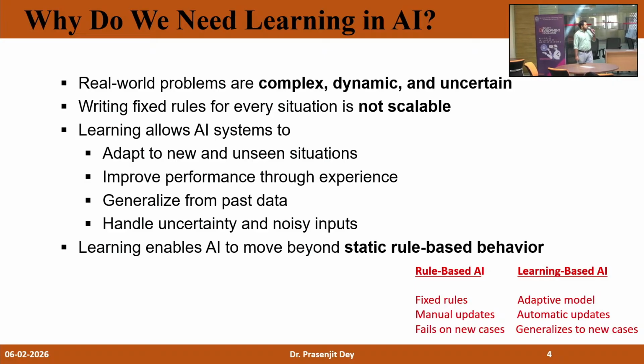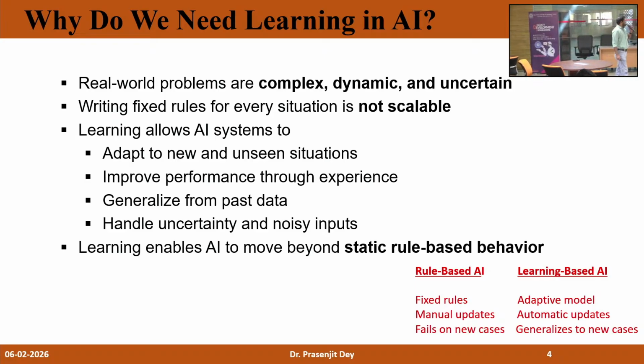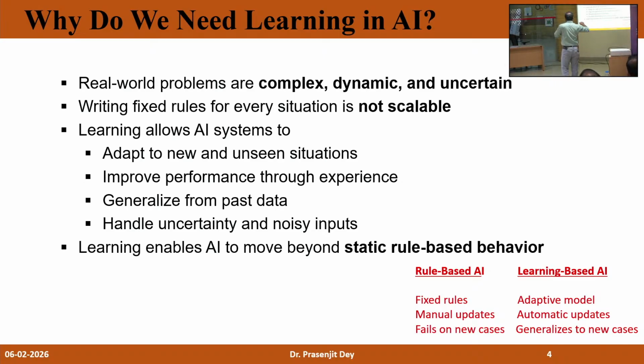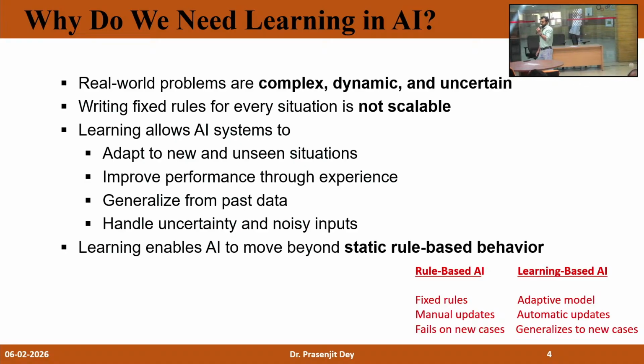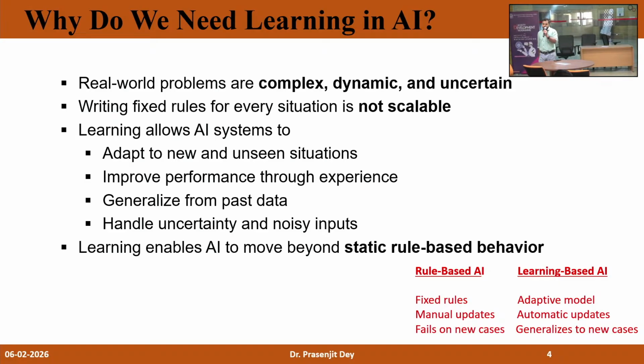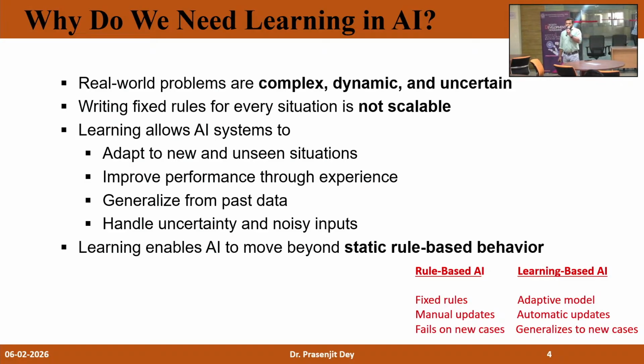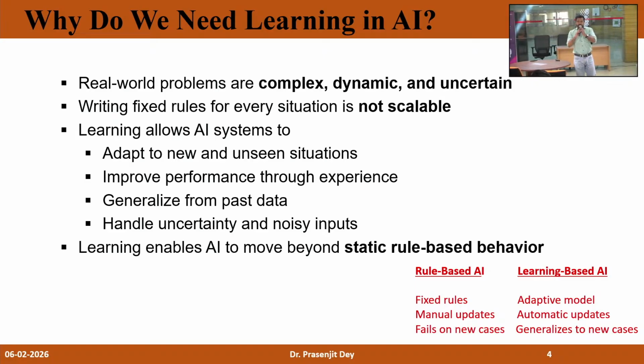Learning allows AI systems to adapt to new and unseen situations, improve performance through experience, generalize from past data and handle uncertainty and noisy data. Suppose I am having a medical image, and I need to detect whether that image has a tumor or not. Now the tumor may be in only a few pixels in that image.